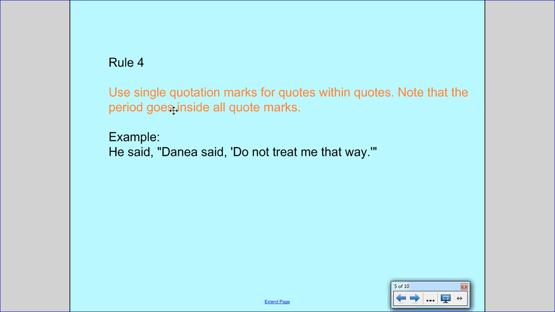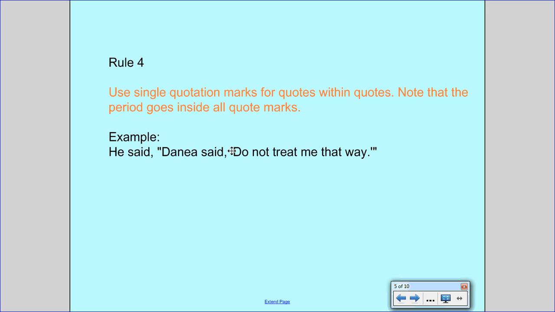Note that the period goes inside all quote marks. So it said, he said, "Dania said, 'Do not treat me that way.'" So really there's two quotes. There's what he is saying, which is Dania said, do not treat me that way. And there's the direct quotation of what Dania said.